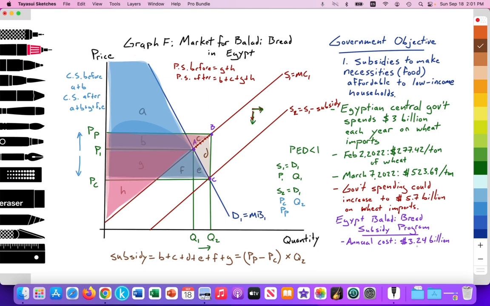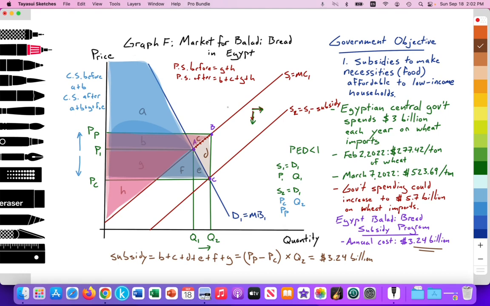And before the Ukrainian crisis, the subsidy was costing 3.24 billion. So this area, B, C, D, E, F, G, or P minus PC times Q2, is equal to, before the Russian Ukrainian War, 3.24 billion, which will increase with the higher wheat prices. All right. So there I've discussed the subsidy.